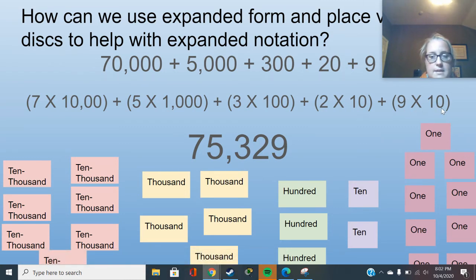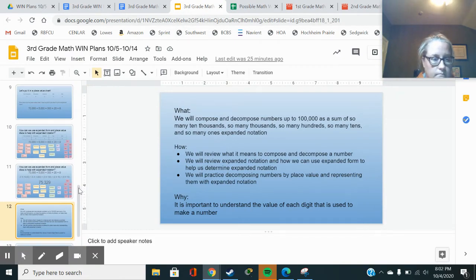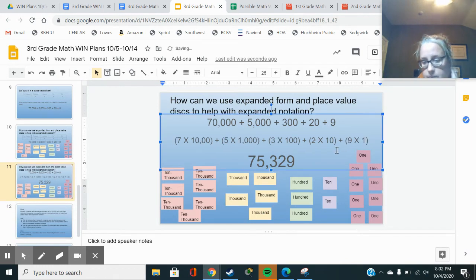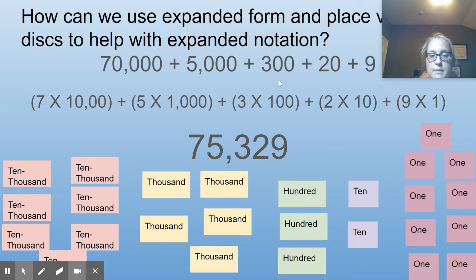Oh, this is my mistake. This should say 1. So let's fix that really quick. My mistake. So it should say times 1. So let's go back to our big screen so we can see everything, because I know there's a lot of information on this screen. So when you are working on expanded form or expanded notation, place value discs are super helpful because you're able to have that picture or that model to represent the number.